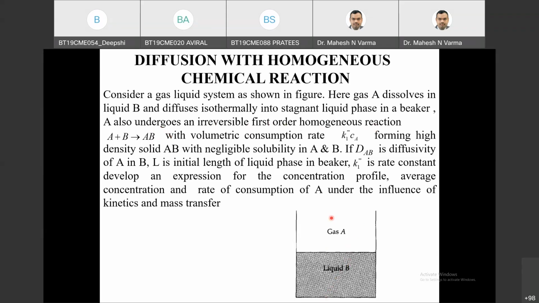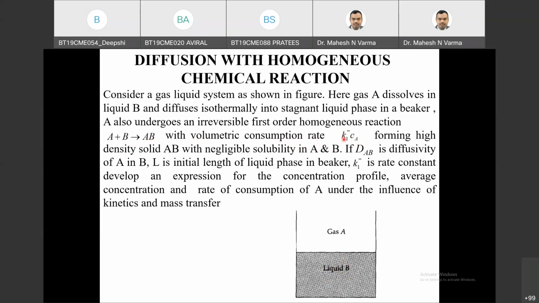A also undergoes an irreversible first order homogeneous reaction. Homogeneous means it is reacting homogeneously in this gas liquid mixture. A plus B gives AB, and no catalyst is required. So A is diffusing in B, and while diffusing, A is reacting with B and forming AB with a volumetric consumption rate. The volumetric consumption rate is K1 double dash C. This will be the rate of reaction.